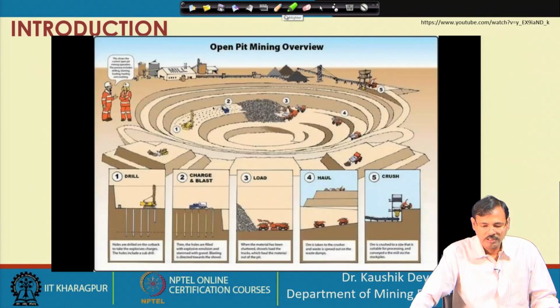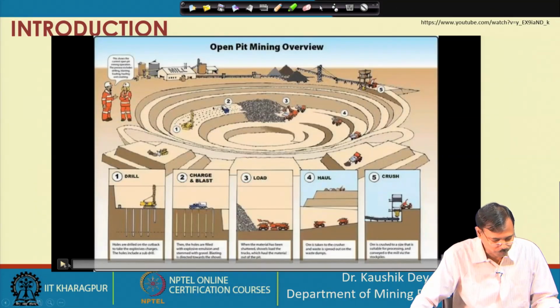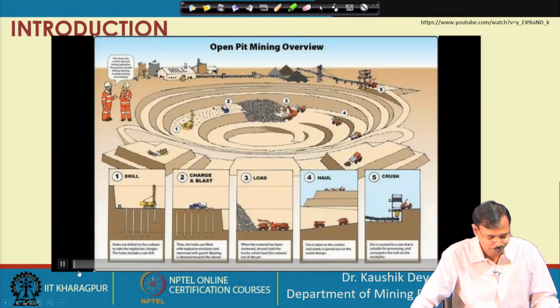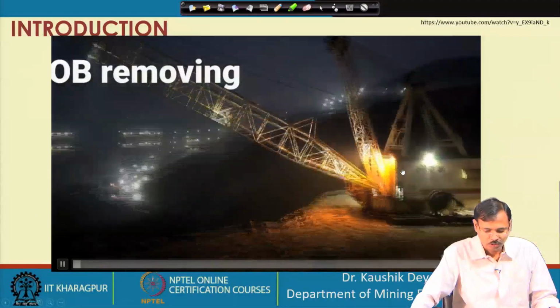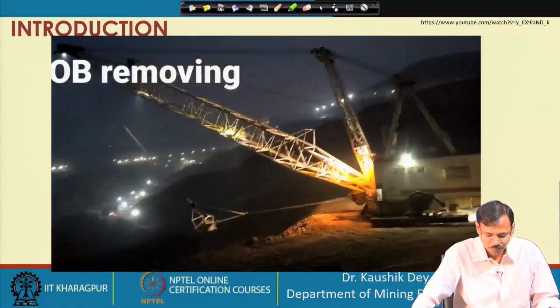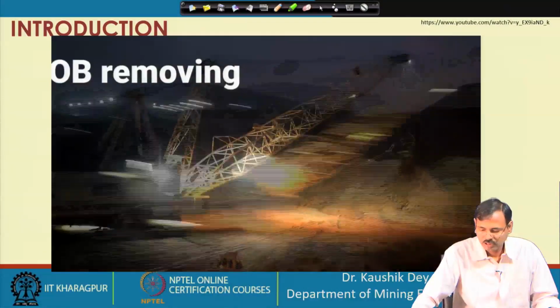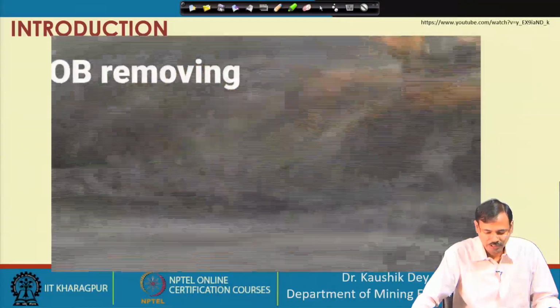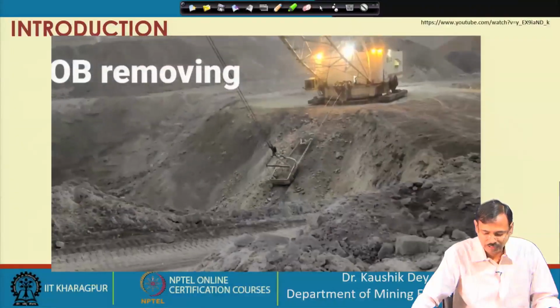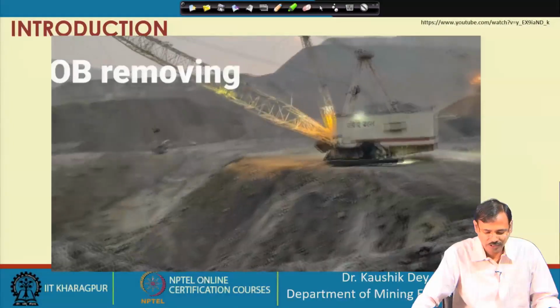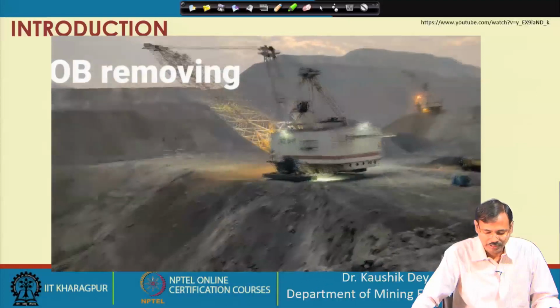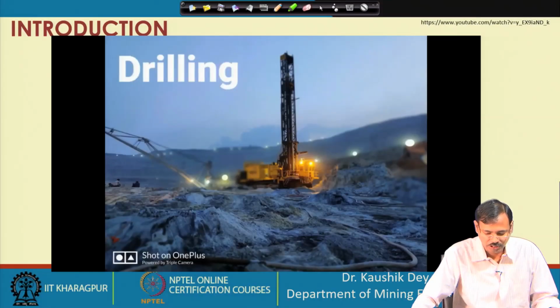But before that, let us have a look at the different unit operations carried out in surface mines from this video, which is taken from YouTube. This machine is called a dragline. You can see a wire suspended bucket is utilized to excavate the loose material, the blasted rock mass, and to dump that at a long distance.